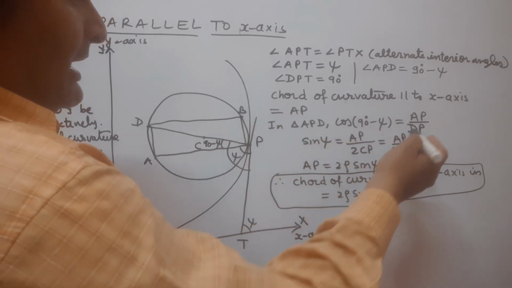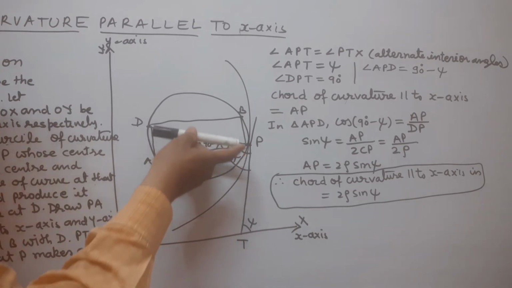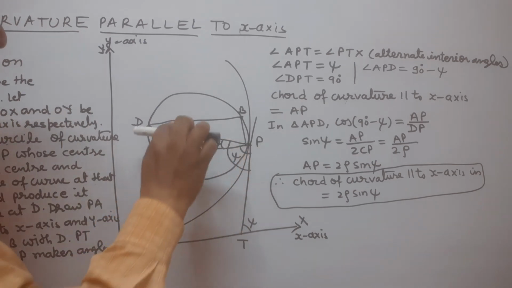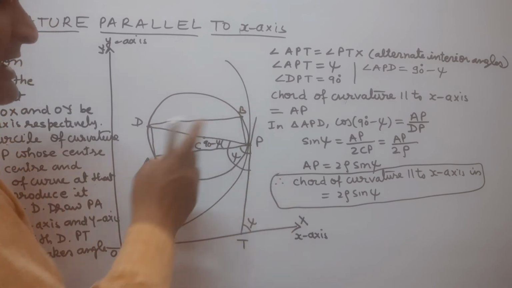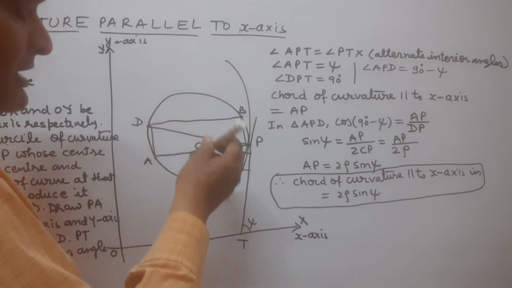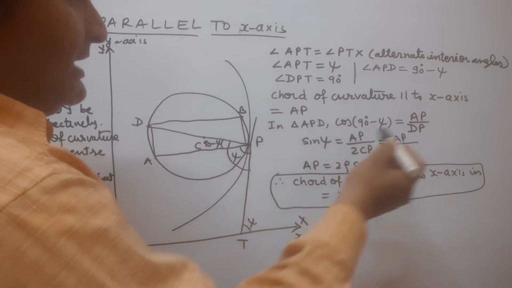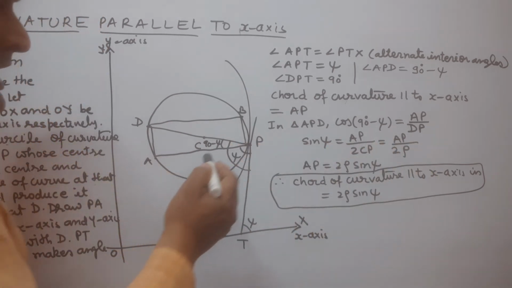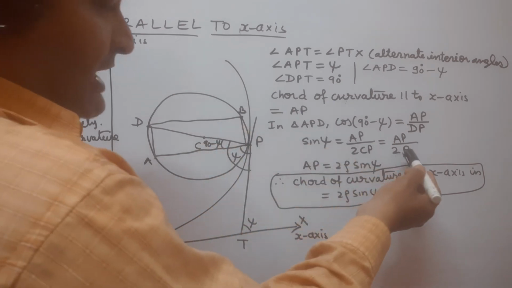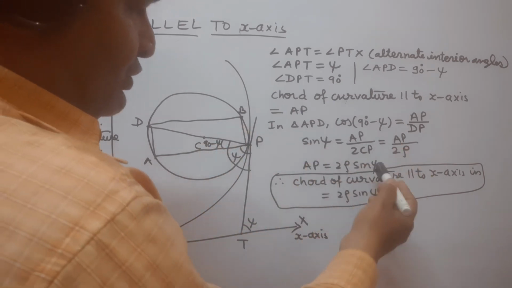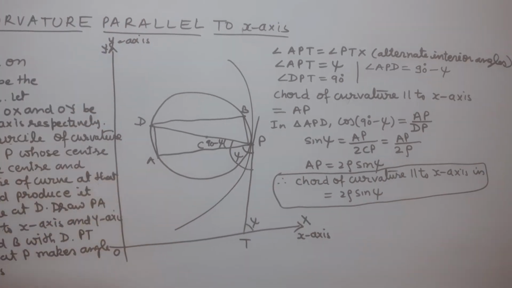to AP upon DP, and we can see in the figure DP is twice of CP, because DP is the diameter and CP is the radius, and diameter is double the radius. So DP is equal to twice of CP, and CP is the radius of curvature which is rho. So AP is equal to 2 rho sin psi, which is the chord of curvature parallel to x-axis. Now we find the chord of curvature parallel to y-axis.